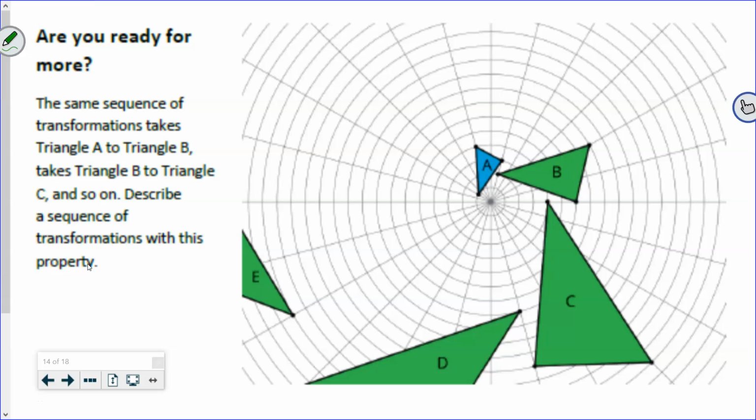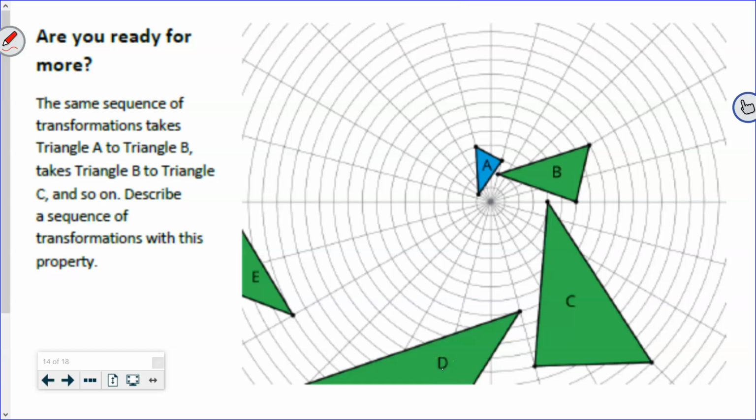And now we've got this lovely Are You Ready for More, which I really do love, but I'm going to go through it quickly. Instead of having you think through this, I'm just going to walk you through it, because it really does take a lot of thinking, but there's a homework problem similar. It says the same sequence of transformations takes triangle A to triangle B, then triangle B to triangle C, and then triangle C to triangle D.